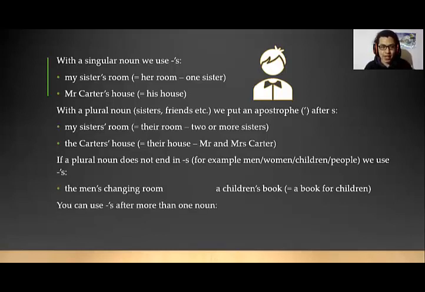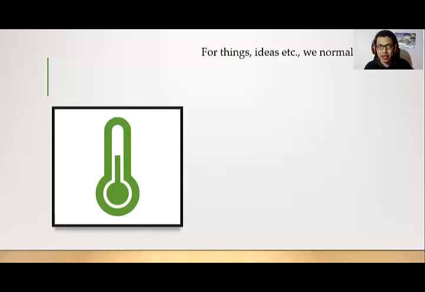You can use 's after more than one noun. For example, Jack's and Karen's children, Mr. and Mrs. Carter's house. For things, ideas, etc., we normally use of, we don't use the apostrophe. For example, the temperature of the water, not the water's temperature.